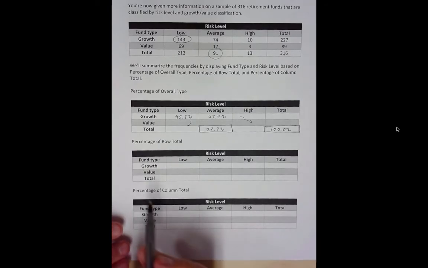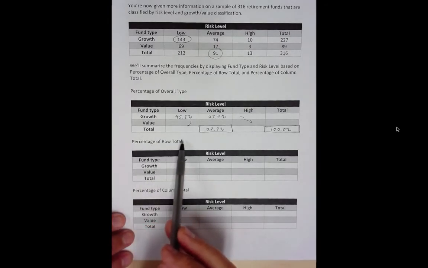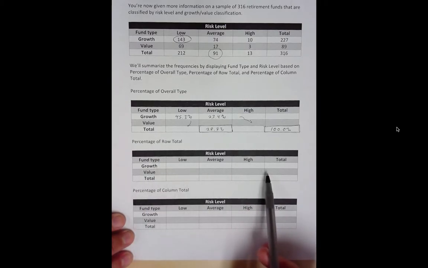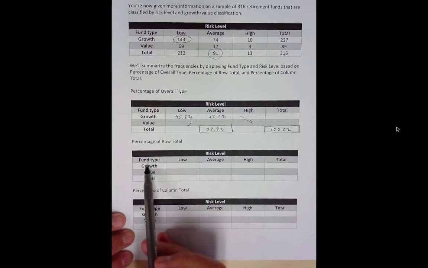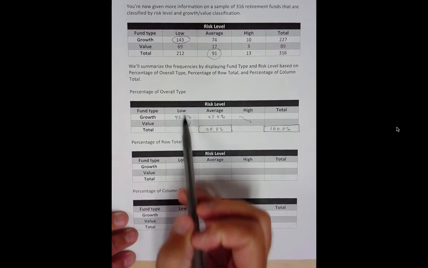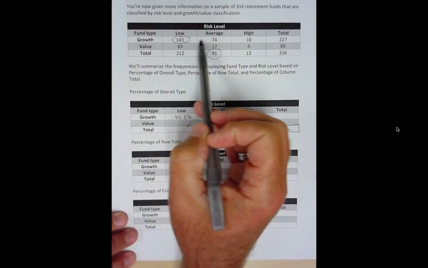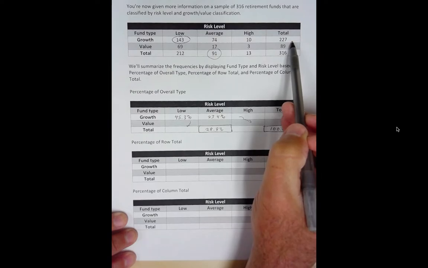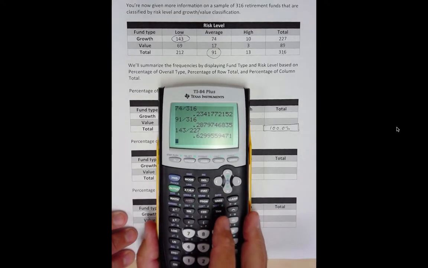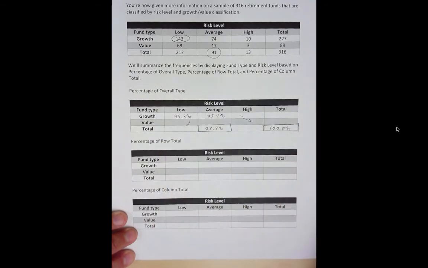Now, contrast that with the next type where we do the percentage of row total. Row total is pretty much focusing on the rows, and in this case it's just focusing on the percentage of growth and value. So for this cell right here, we focus on the 143, but we're dividing by the row total for growth, which is 227. So 143 divided by, what did I say, 227, gives me 63.0%.